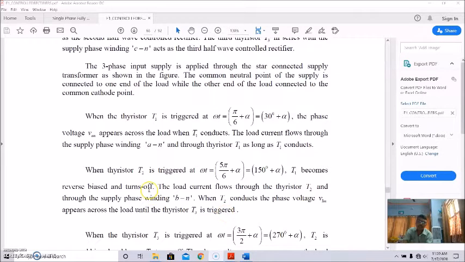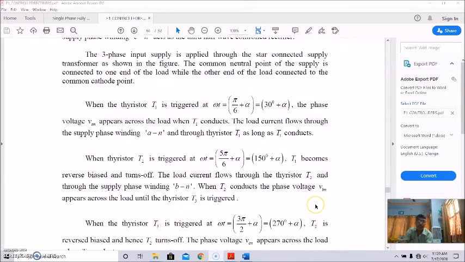Now when thyristor T2 is triggered, it will be plus 120 degrees. That means it is 150 plus alpha. So when omega t equals 150 plus alpha, T1 becomes reverse biased and turns off, and the load current flows through thyristor 2 and through the supply phase winding Bn. And when T2 conducts, the phase voltage Bn appears across the load until thyristor T3 is triggered.